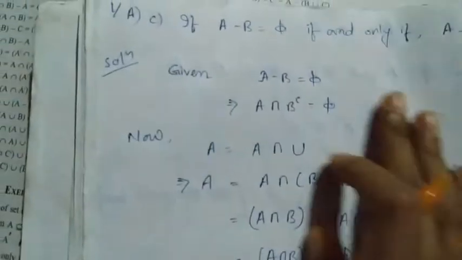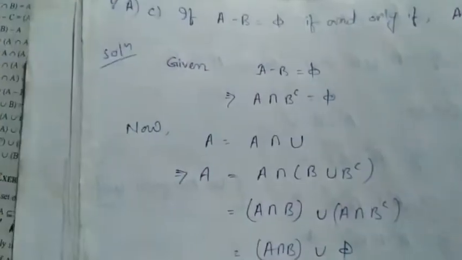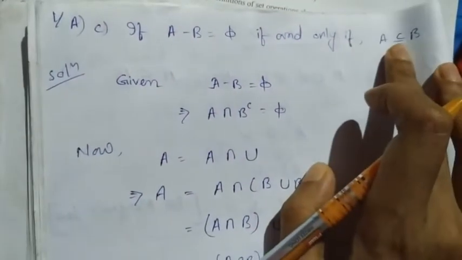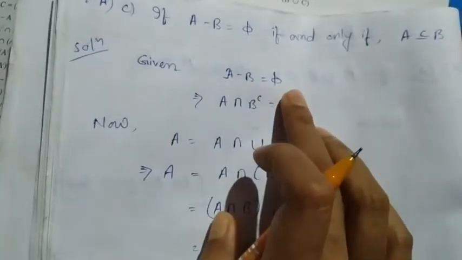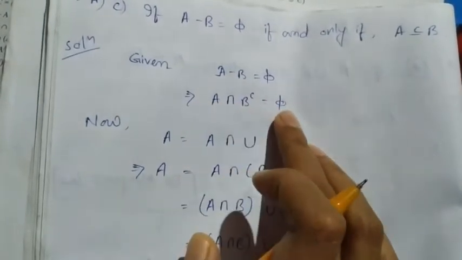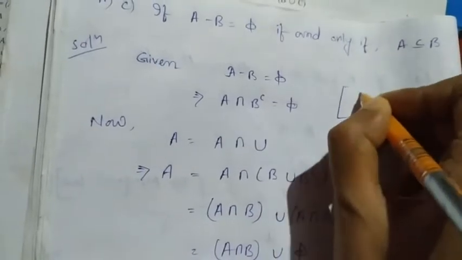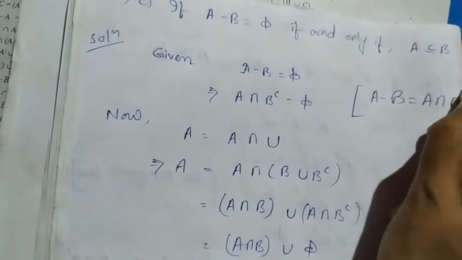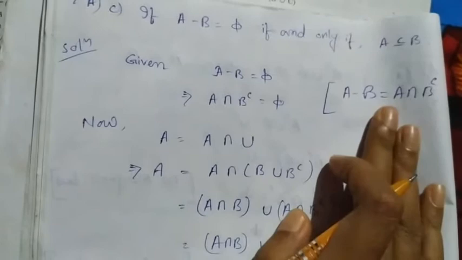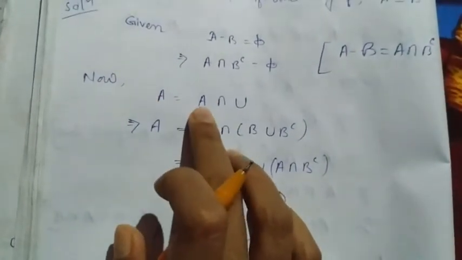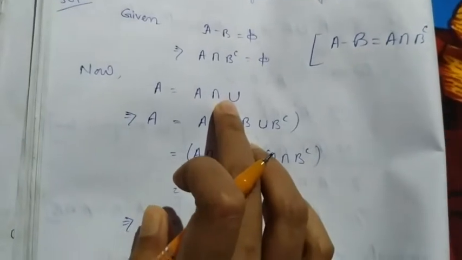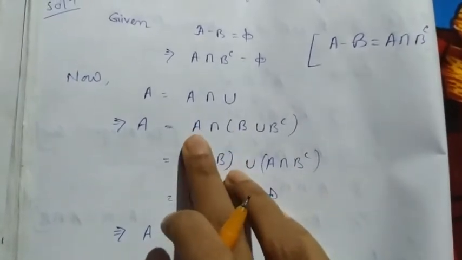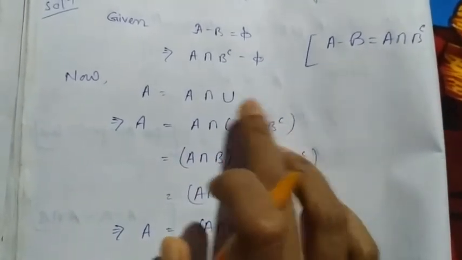Question number 1c. If A minus B is equal to phi, you have to prove if and only if A is a subset of B. Now A minus B equals phi means A intersection B complement equals phi. I told you that A minus B equals A intersection B complement. As a formula you should know this. Now you see, A equals A intersection U. U is the universal set, and A intersection U is nothing but your A. Now B union B complement is your U.